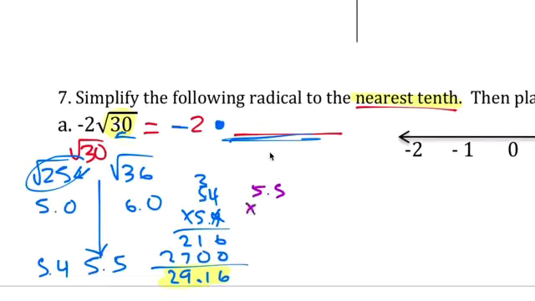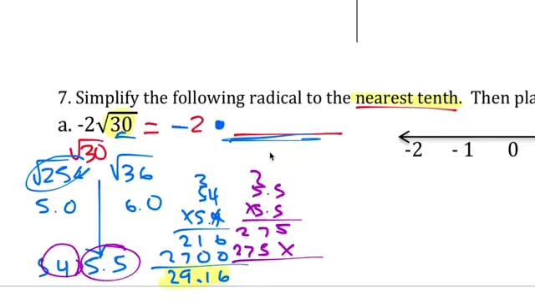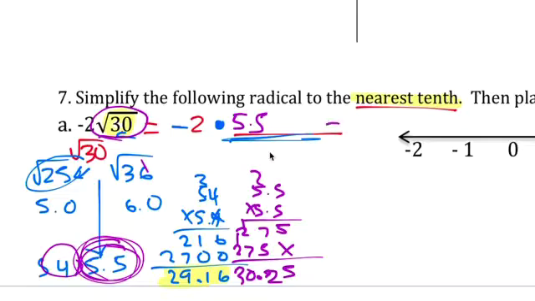5.5 times 5.5. Because one of these is our answer. 25 carry the 2, 27. 25 carry the 2, 27. 5, 12 carry 1. Oh, this is 30.25. It's closer. So the square root of 30, the answer is right here, 5.5. When you multiply it by -2, you get -11.